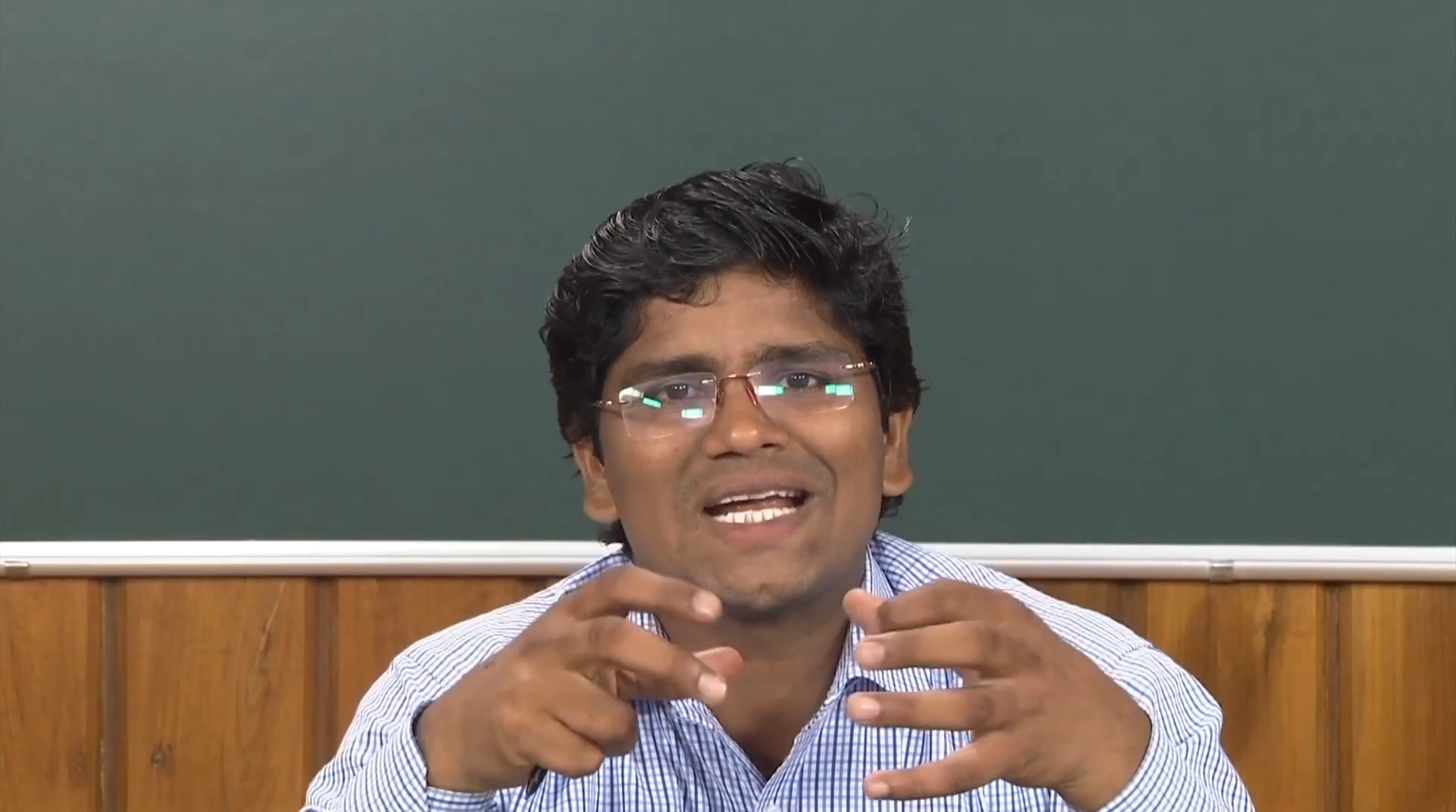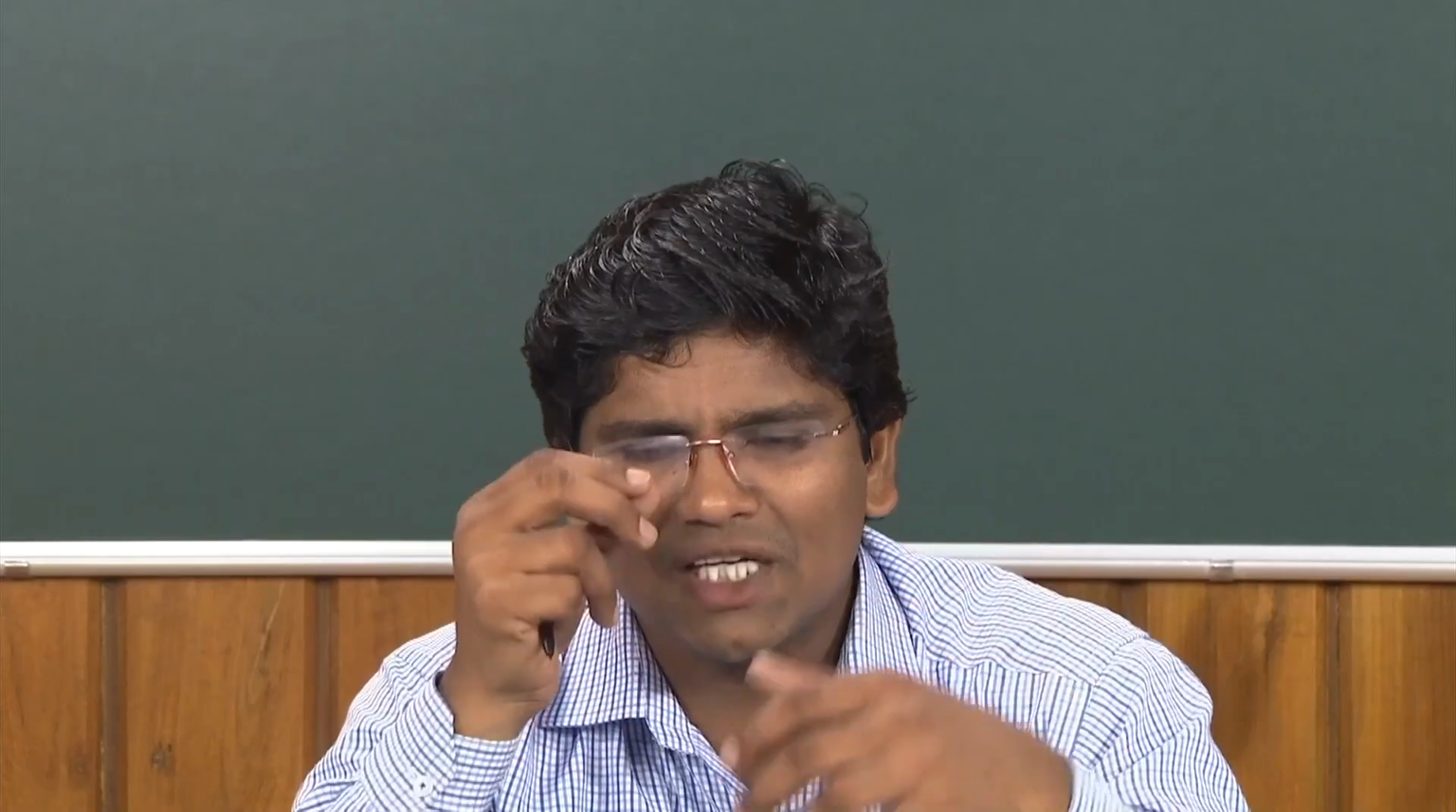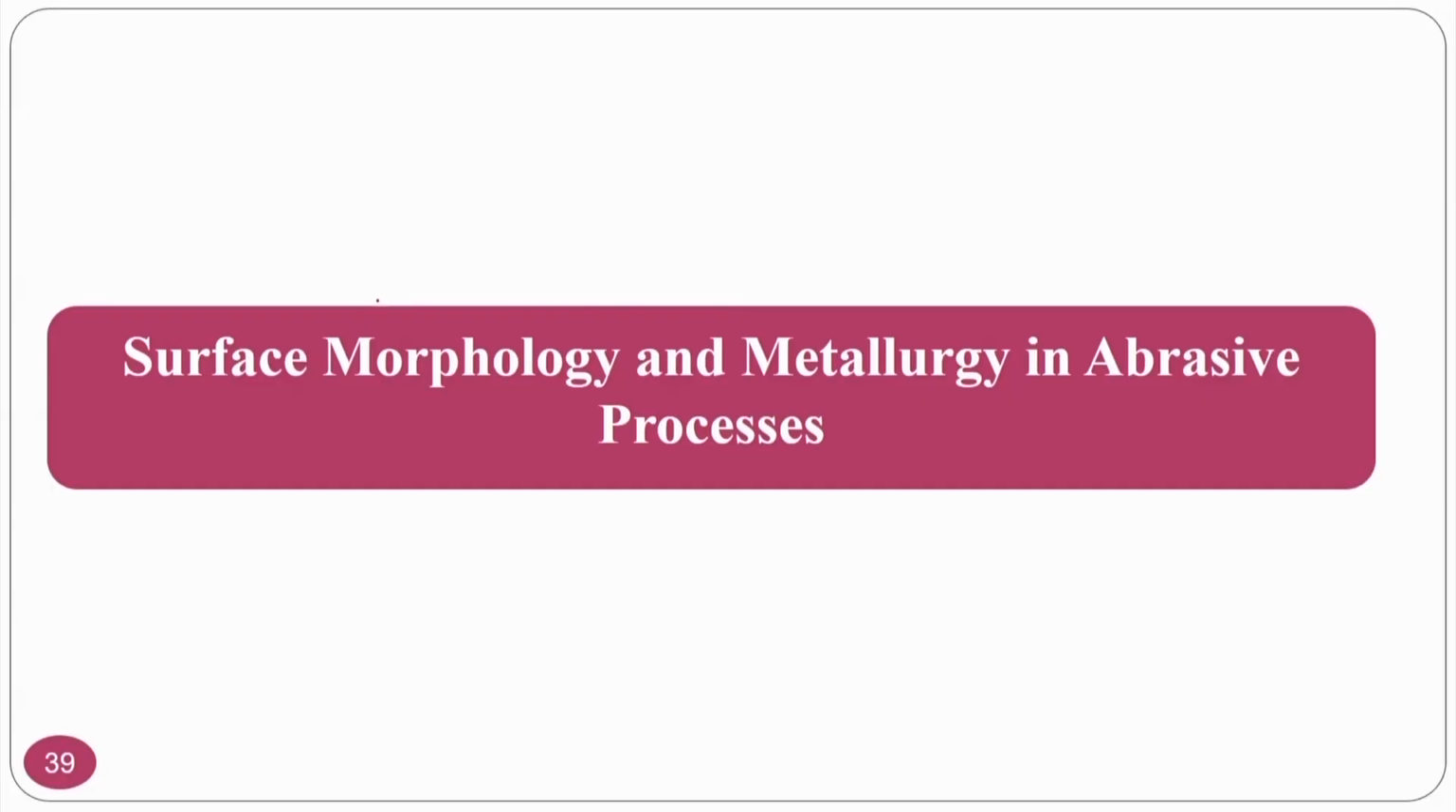Assume that I am doing a burnishing operation, that is a deformation process, where you take a hard tool or roller and deform the surface. What will happen? The peaks are all deformed. So, you may get a better surface roughness value, but if you see the morphology, you will understand whether it is deformed, whether it is sheared. For that purpose, you should understand the surface morphology.